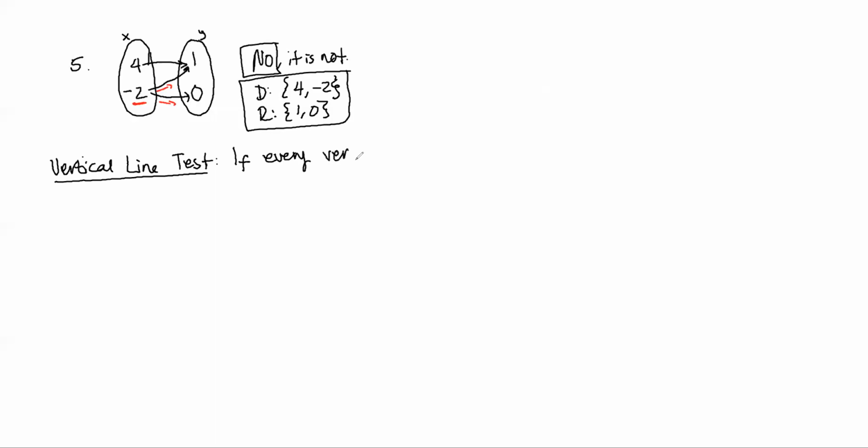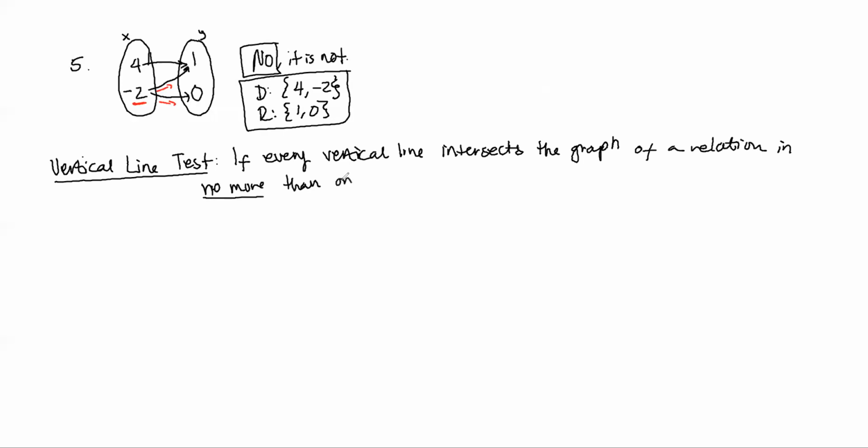So if every vertical line intersects the graph of a relation in no more than one point, then the relation is a function. So the way that this is written, this is how it's written in the book, sounds kind of complicated.